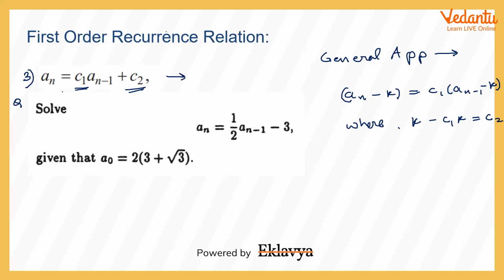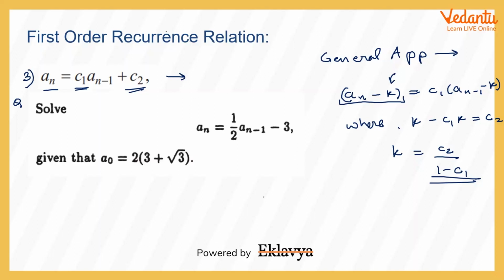What I have done, instead of an, I have written an minus k. On the right hand side, taking c1 common, I have written an minus 1 minus k. And c2 I have not written. Instead, whatever extra term comes because of this manipulation, that is on the right hand side, k minus c1 into k, I have taken that as c2. So my k value will be equal to c2 upon 1 minus c1. I think you all understand.